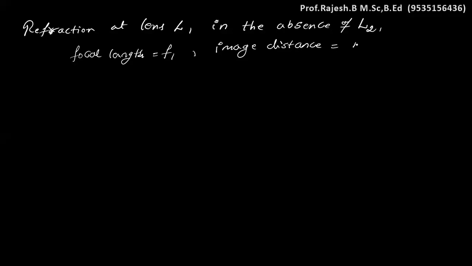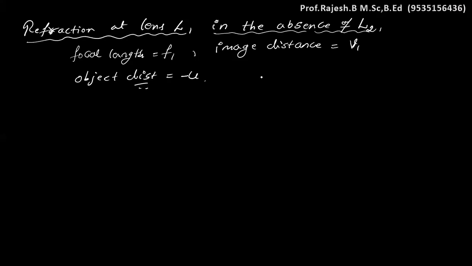Okay, image distance is V1 because we consider the image as I1, and object distance becomes minus U by the sign convention, towards left. Okay, for the refraction of lens L1, so clear, work only here. O is the object, and I1 is the image.